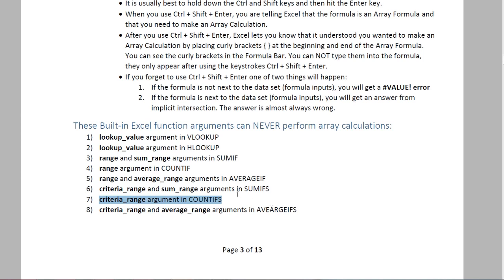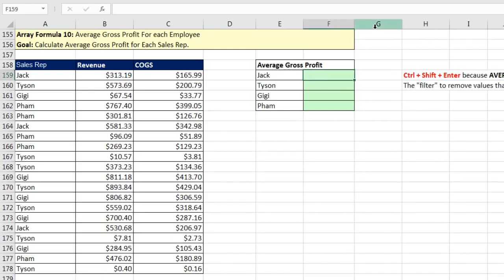But notice the criteria 1 argument is not listed for SUMIFS or COUNTIFS. Those can do function argument array operations. But these criteria ranges and sum ranges, no matter how hard you try, you're just never going to do it. You get an error message. Why they're programmed this way, I don't know. All right, let's go over and see a solution here because we have to calculate average gross profit based on this condition. Well, here's the good news.